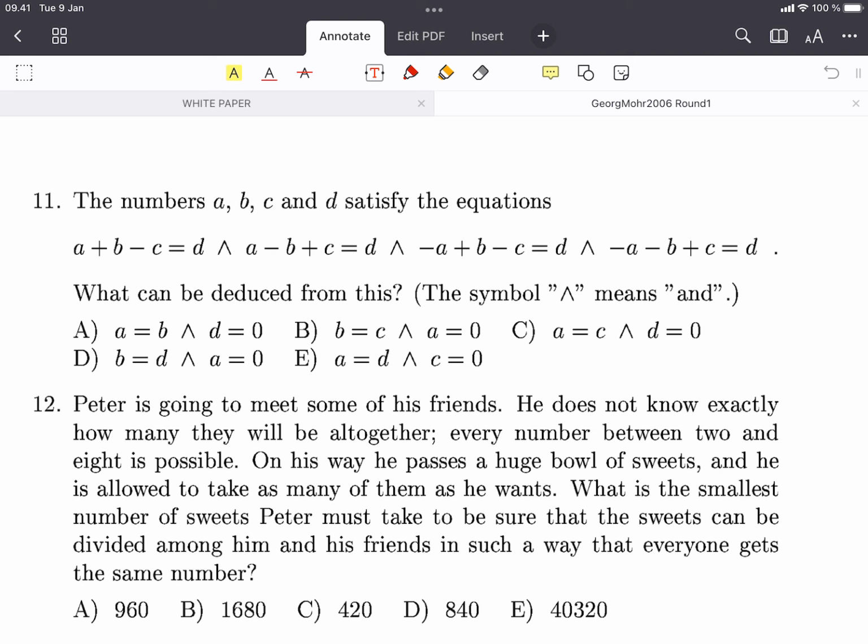So I've been looking at some questions from the Georg Mohr maths competition, 2006, round one. I'm going to look at question 11 in this video.